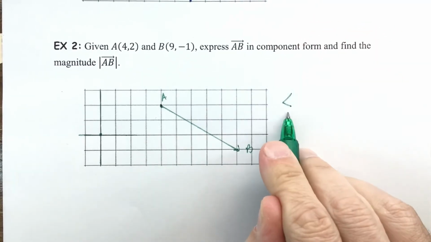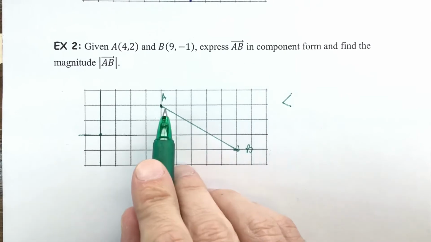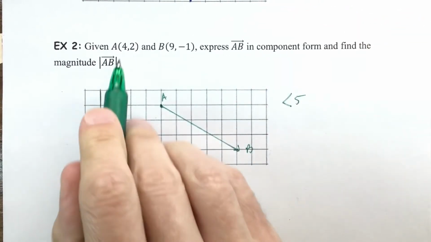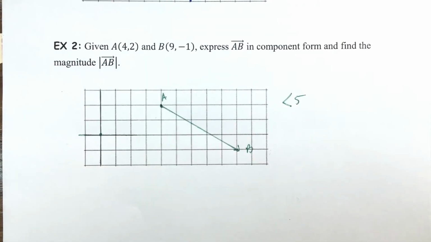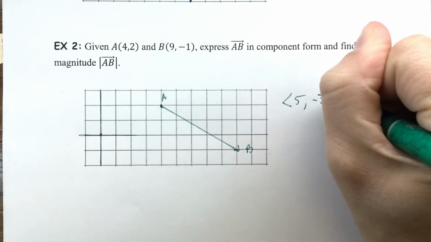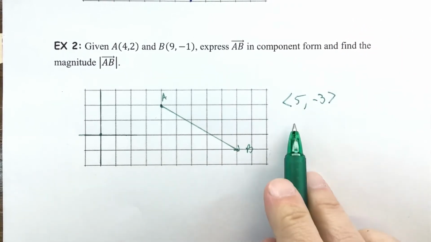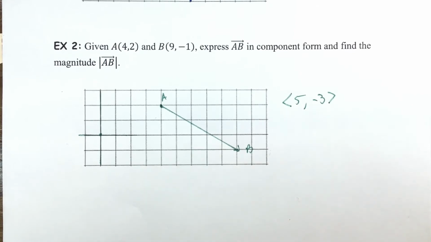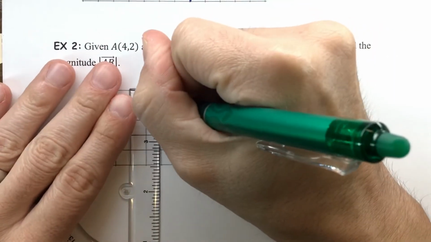The component form for this, we're going to use this notation. The component form from A to B horizontally would be 5 units. You actually have to go from 4 to 9. Vertical will be moving in a down direction 3 units, so put -3. Those would be the components for vector AB. As far as the magnitude, because we have the components, you can basically use the Pythagorean theorem.